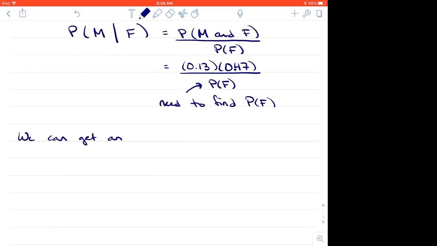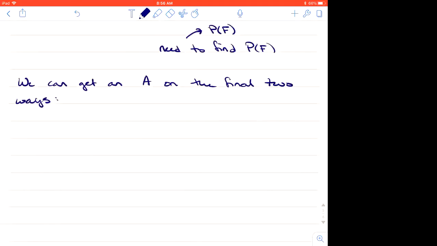We can get an A on the final two ways. Midterm and F. I'll just put brackets around it. That's one event. Or I didn't get an A on the midterm, but I did get an A on the final.